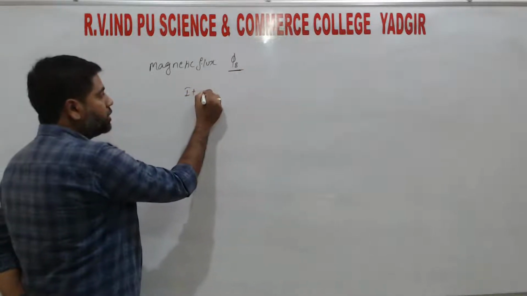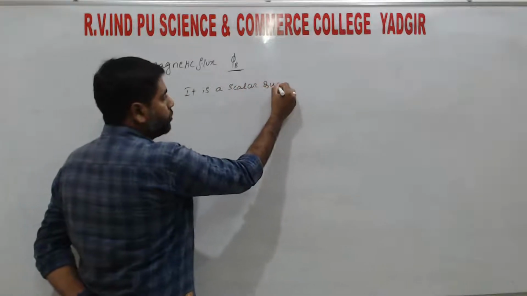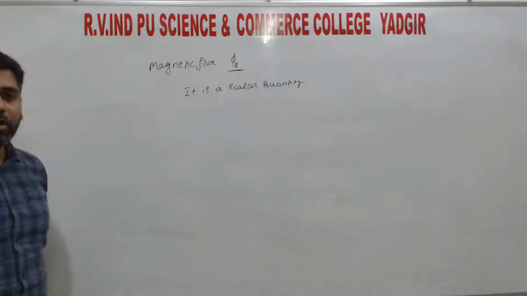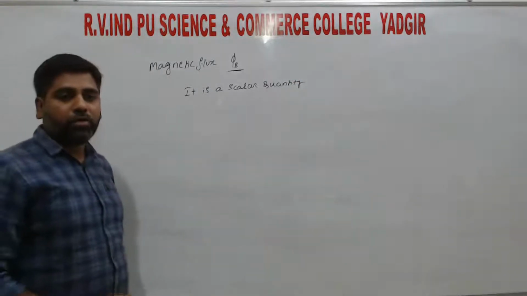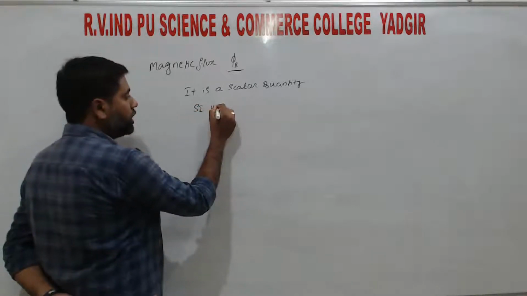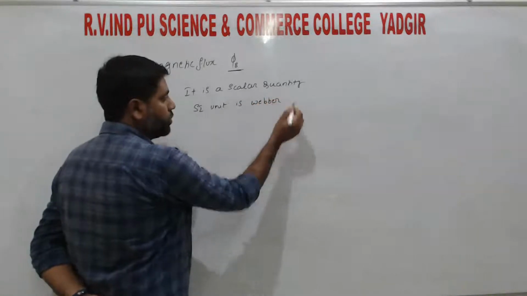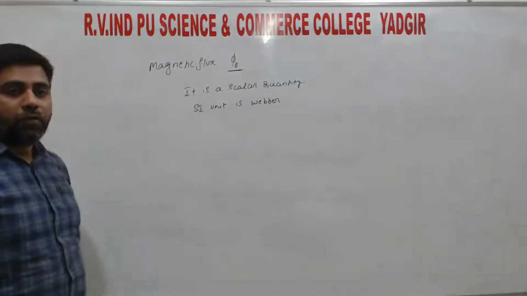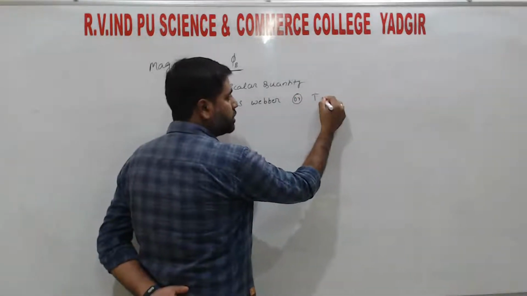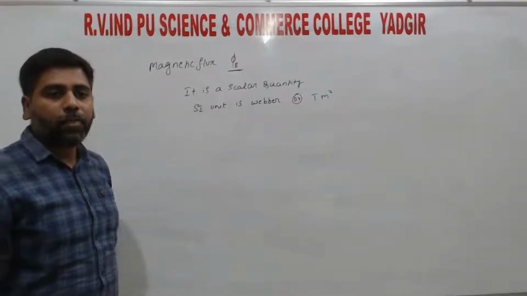It is a scalar quantity. That means it has only magnitude but not direction, right? Its SI unit is Weber, or in other words, we can also write Tesla meter square, that is T m squared, right?